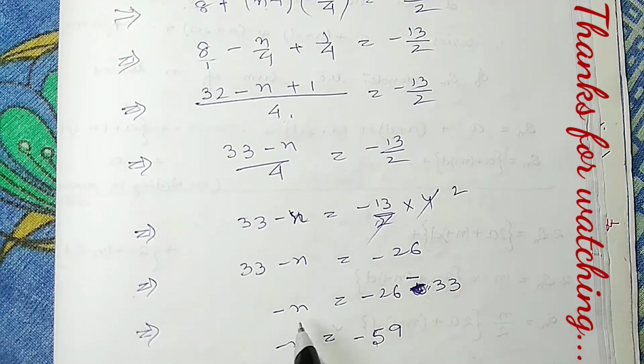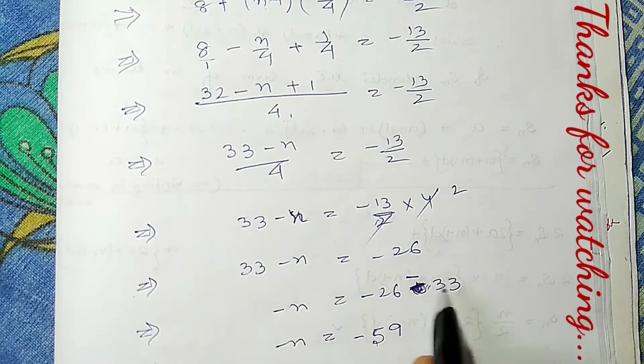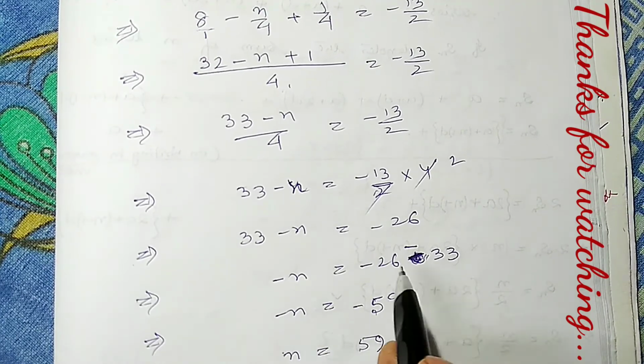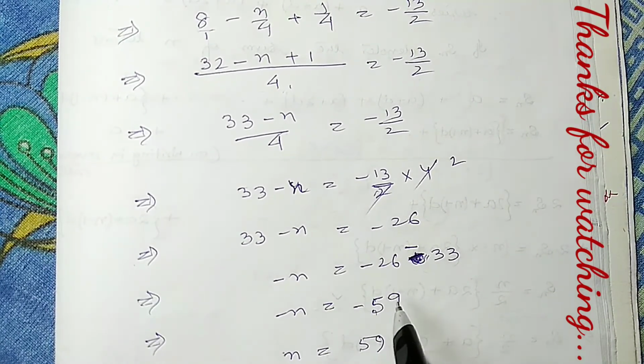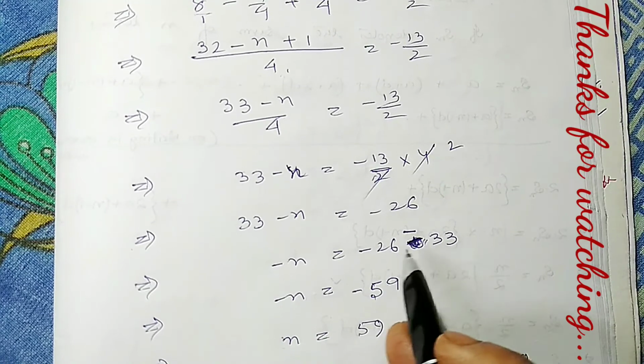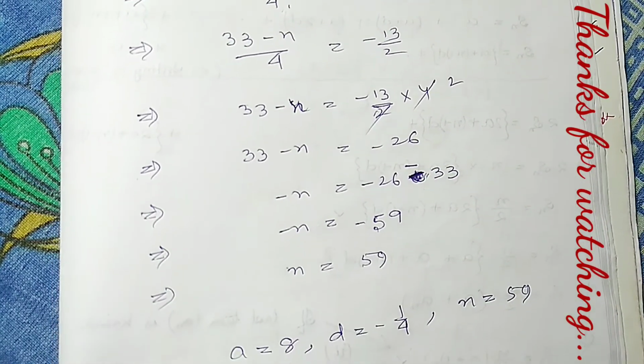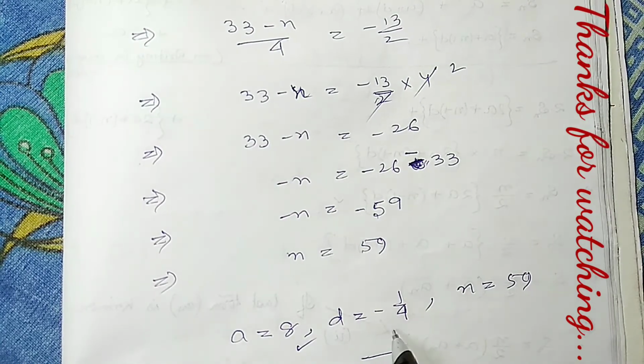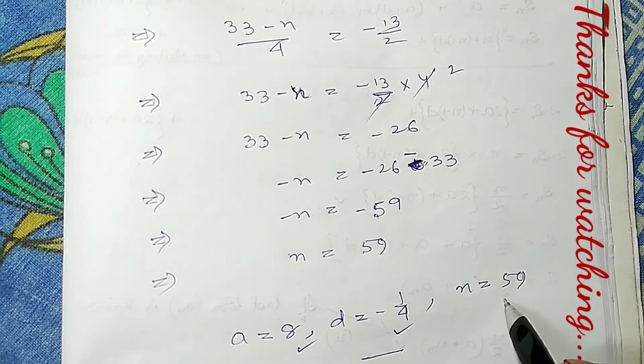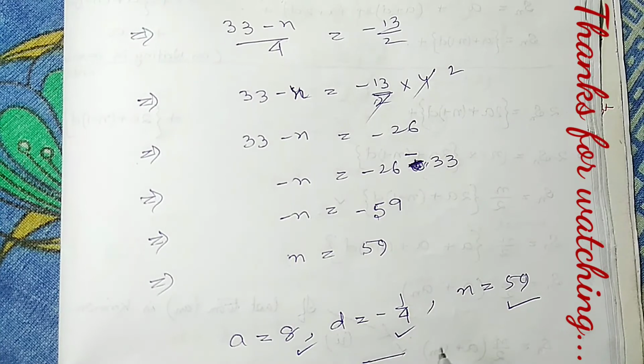So minus n will be minus 26 minus 33. Minus n will be, if I add these two, minus 59. Since both of them are negative, we have to add. So n equals 59. So in this sum, a will be 8, d equals minus 1 by 4, and n equals 59. They are the required answer.